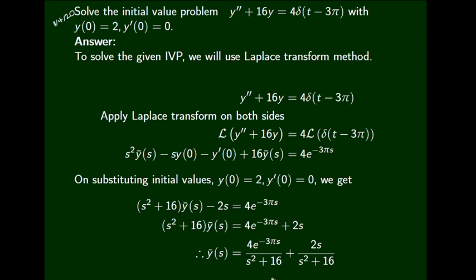The next stage is the last stage. We apply L inverse on both sides. L inverse of y bar of s gives y of t. Here there is e raised to minus 3 pi s in the numerator, so there is a unit step function u of t minus 3 pi. So you take L inverse of the remaining portion, that is 4 by s square plus 16, into u of t minus 3 pi, and L inverse of 2s by s square plus 16.